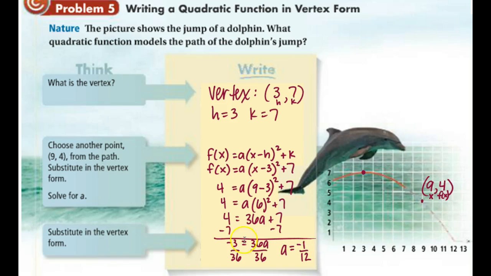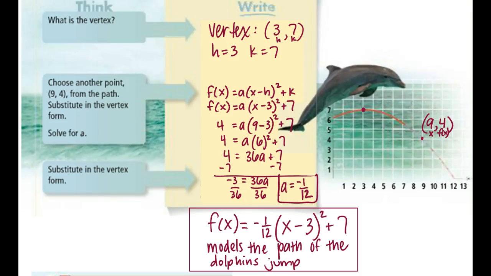Okay, so what I did there was I basically used order of operations. So I did 9 minus 3, which is 6. 6 squared is 36. I subtracted the 7 to the other side to get -3, and I divided by 36. And when I reduce that, I get an a value of -1/12. So now all we need to do is paste that in for the original form, and then we'll have the equation for the path of this dolphin. The equation that models the path of the dolphin's jump is f of x equals -1/12 times the quantity of x minus 3 squared plus 7.